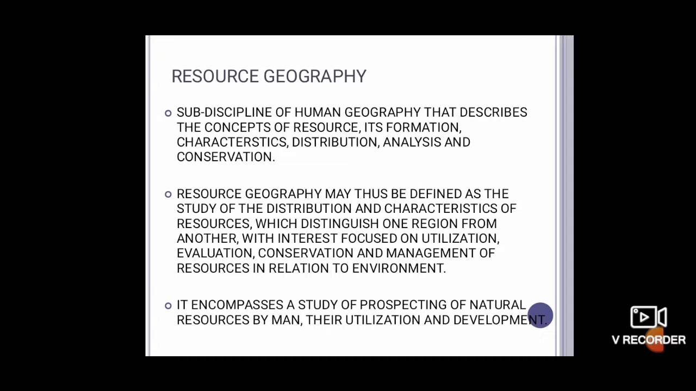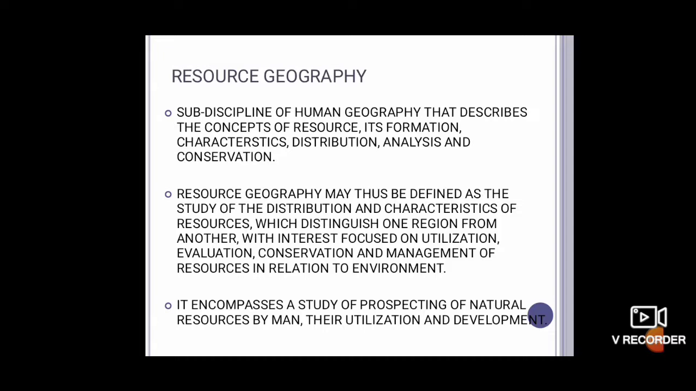The discipline mainly deals with what a resource is, how it is formed, what the characteristic features of such resources are, how it is distributed throughout the world, how you can analyze its value and importance, and how to conserve it. So resource geography can be defined as the study of the distribution and the characteristics of resources which distinguish one region from another, with interest focused on utilization, evaluation, conservation and management of resources in relation to environment.